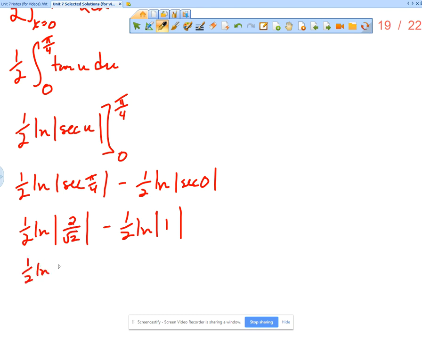So this is 1/2 natural log of, I don't need the absolute value anymore, so just root 2, minus 1/2 natural log of 1. Well, natural log of 1 is 0, so that term is just 0. So I have 1/2 the natural log of the square root of 2.